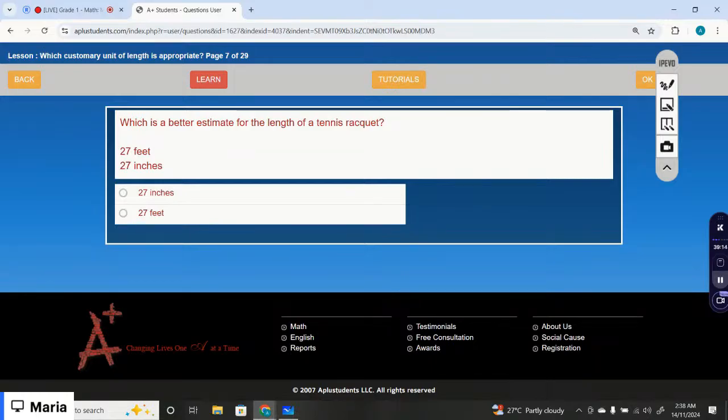Which is the better estimate for the length of a tennis racket? 27 feet or 27 inches? That is 27 inches long, right? 27 feet is too much.